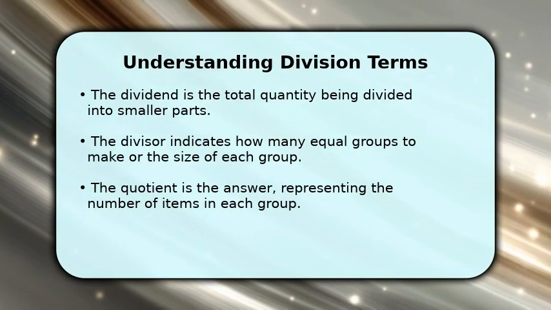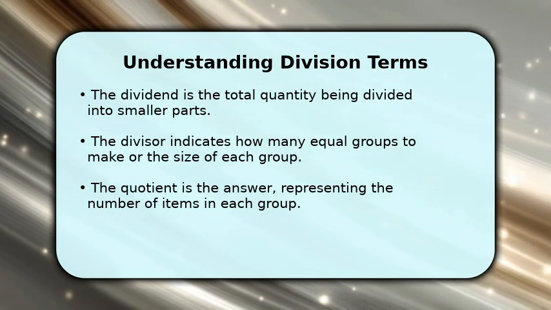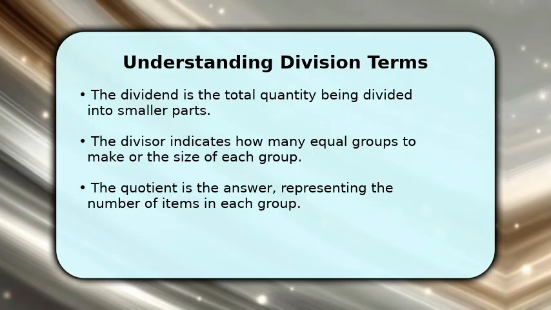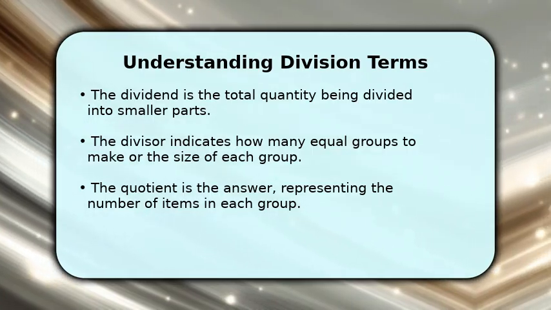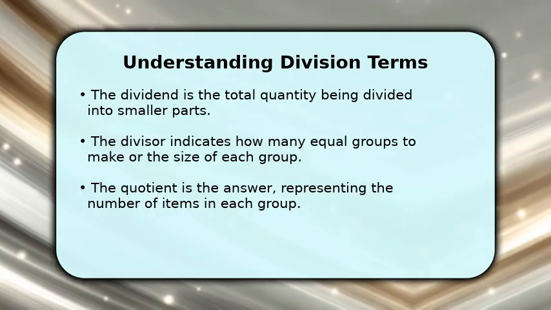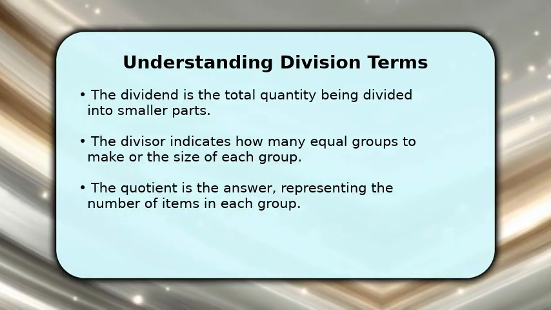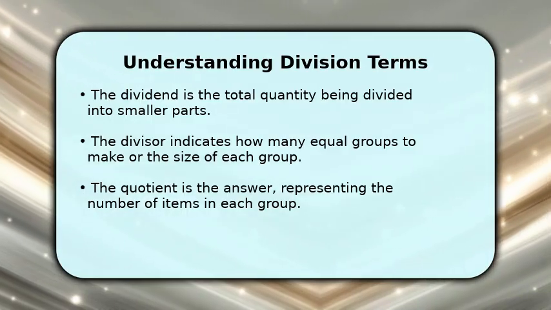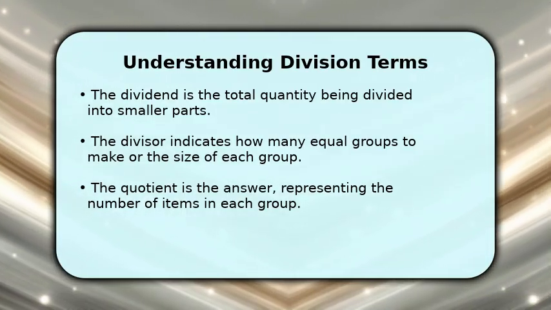Let's clarify the key terms you'll encounter. The dividend is your starting total, the big number you're breaking down. The divisor tells you how many pieces to cut it into or the size of each piece. The quotient is your main answer, showing how many are in each group. And if things don't divide perfectly, you'll have a remainder, which is the leftover amount.